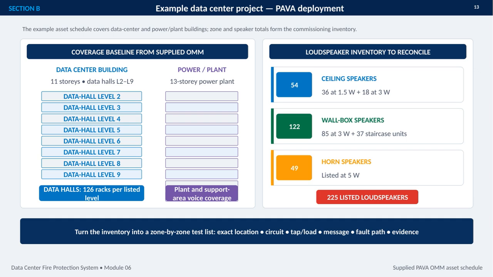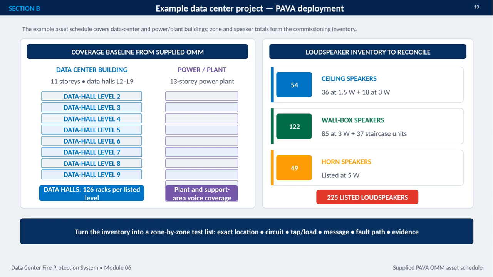That inventory consists of 54 ceiling speakers, including 36 at 1.5 watts and 18 at 3 watts, 122 wallbox speakers, made up of 85 at 3 watts and 37 staircase units, and 49 horn speakers, listed at 5 watts. These figures are the starting point, not the completed test record.